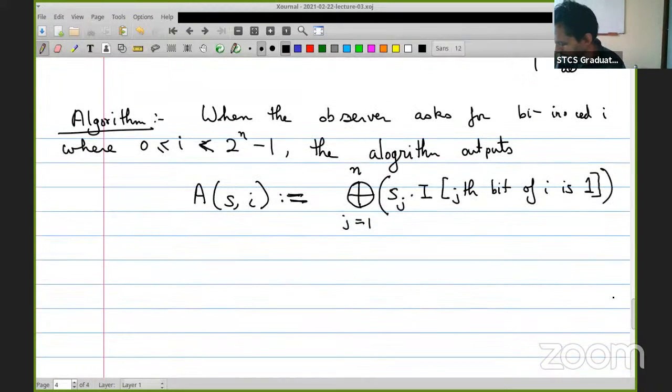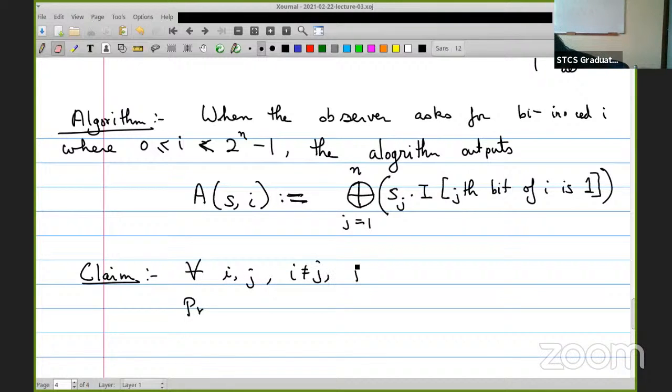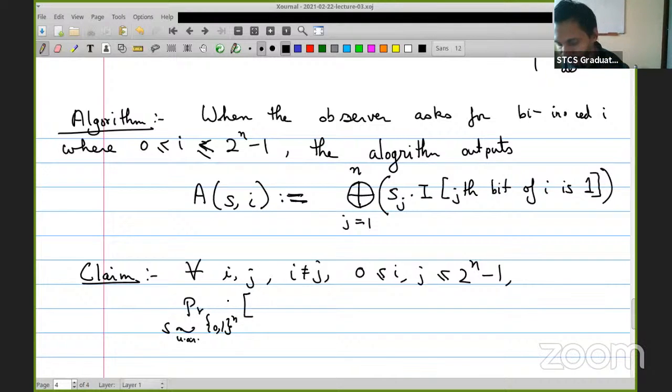And the claim is that, so what is the claim? Claim is the probability that for every i, j, i not equal to j, with 0 less than or equal to i, j less than or equal to 2^n minus 1, so the n bits in the representation, the probability over s chosen uniformly from {0,1}^n. So i and j are not random, only s is random.